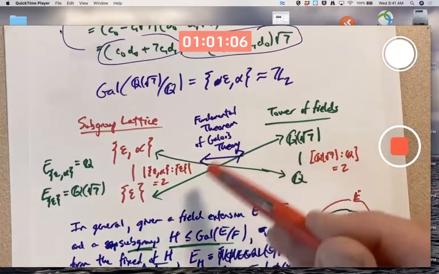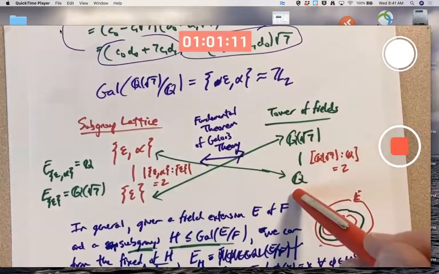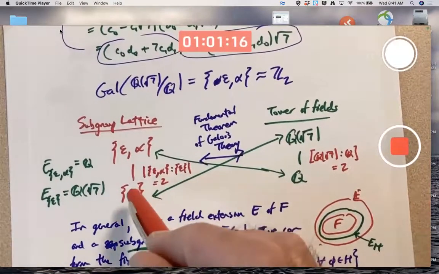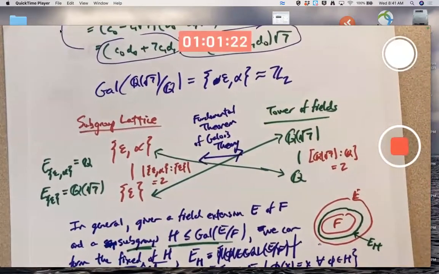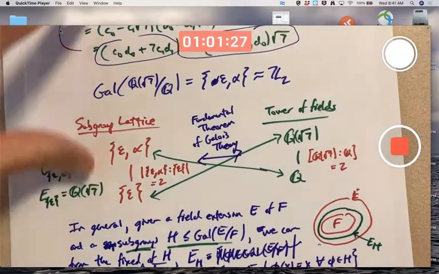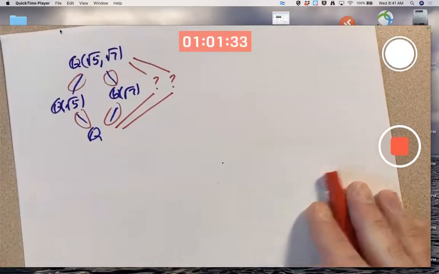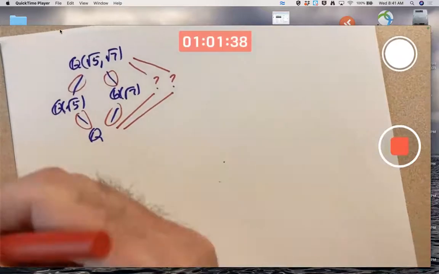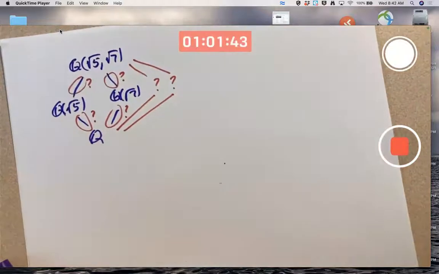So it's more than just the association between the subgroup lattice and the tower of fields. There's also an association between the degree of the field extension and the index of this as a subgroup of that. So the fundamental theorem of Galois theory says even more. Are there going to be any other fields that you could put in this picture? The answer is going to be no.